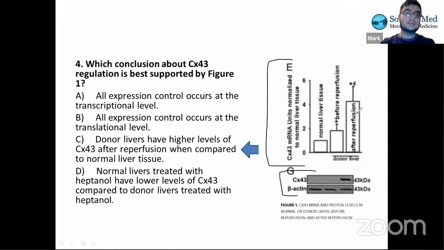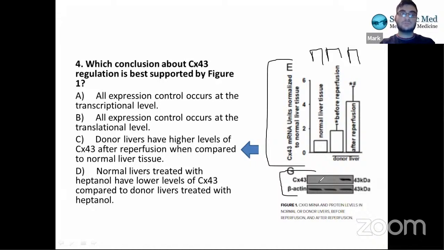So the amount of RNA should be the same. If it was translational control, it would be exactly the way it is, except these three bar graphs would be at about the same level, and only this would be different, really. If it was all transcriptional control, then this bar graph would be the way it is, but this would not be this way. You wouldn't see this effect, right?